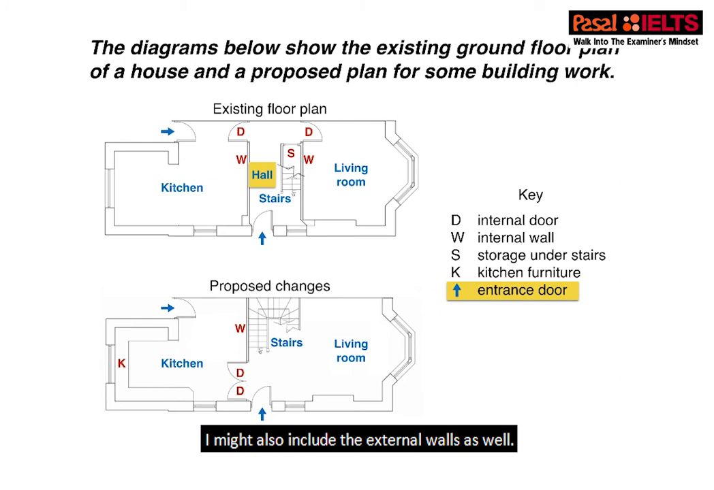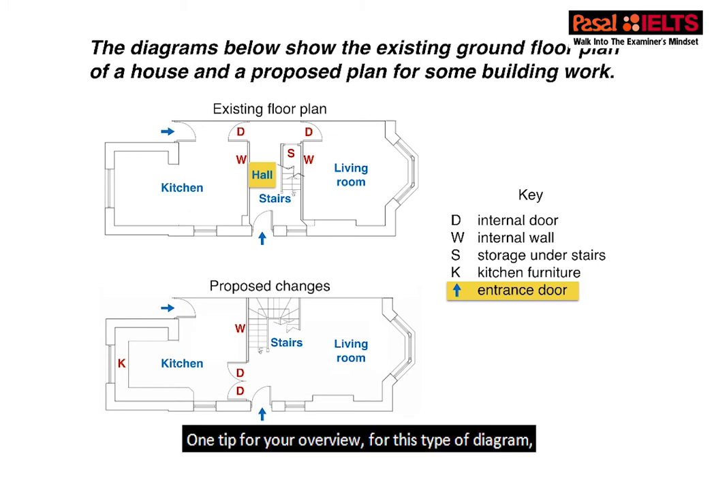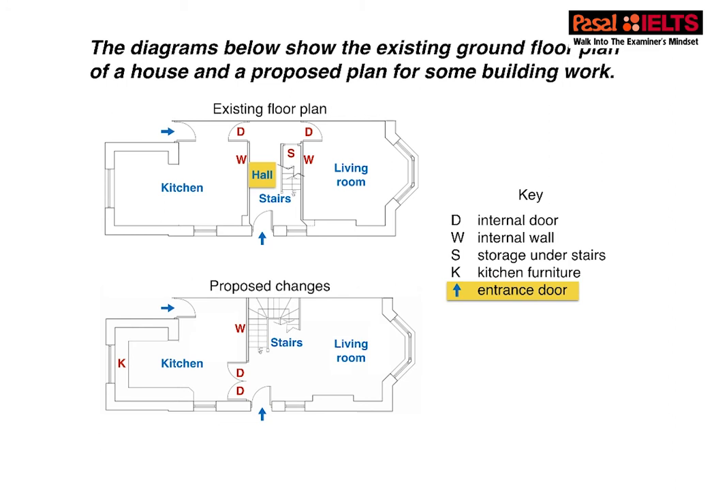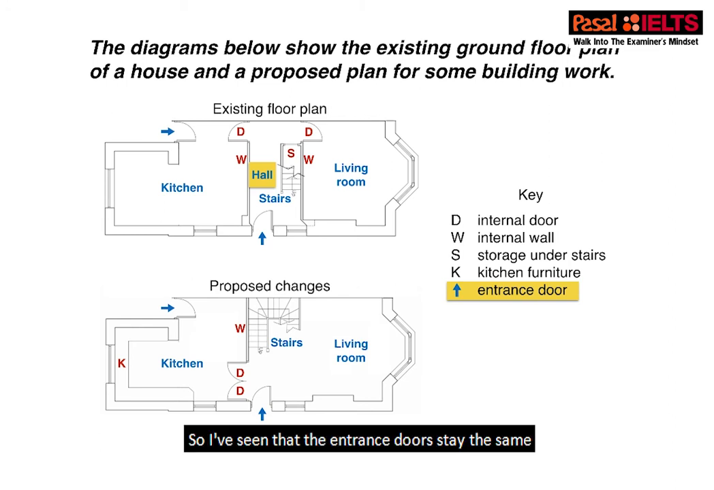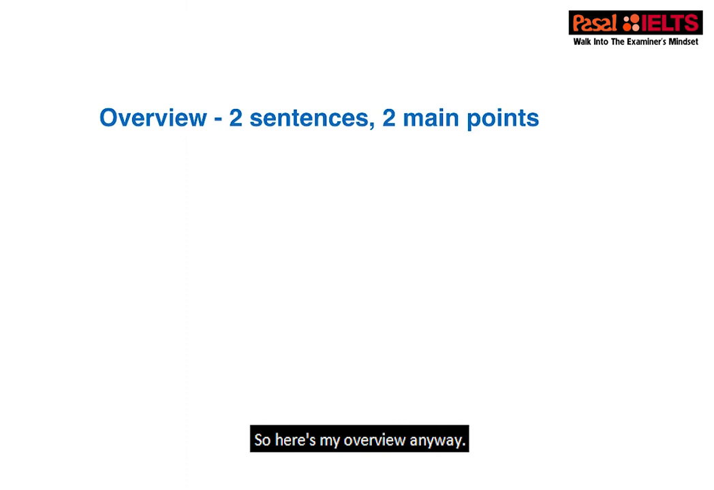I might also include the external walls as well. And the interesting thing about that is that they are things that don't change. One tip for your overview for this type of diagram, you might choose one main thing that changes and one main thing that doesn't change. So I've seen that the entrance doors stay the same, and I could add the external walls maybe to that as well. So here's my overview anyway.